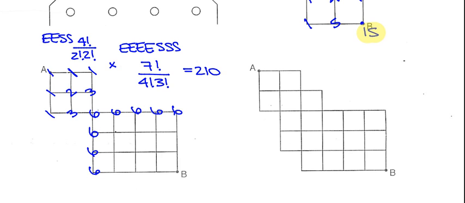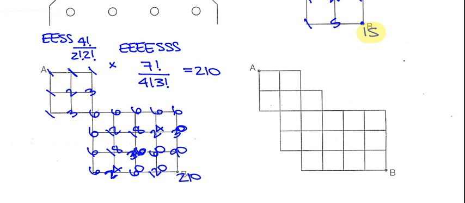So 6 and 6 is 12. 6 and 12 is 18. 6 and 18 is 24. 18 and 18 is 36. 18 and 6 is 24. 24 and 6 is 30. 36 and 24 is 60. 24 and 36, so again here 60, 120, 90. And when I add 120 and 90 to get my final total, I get 210.